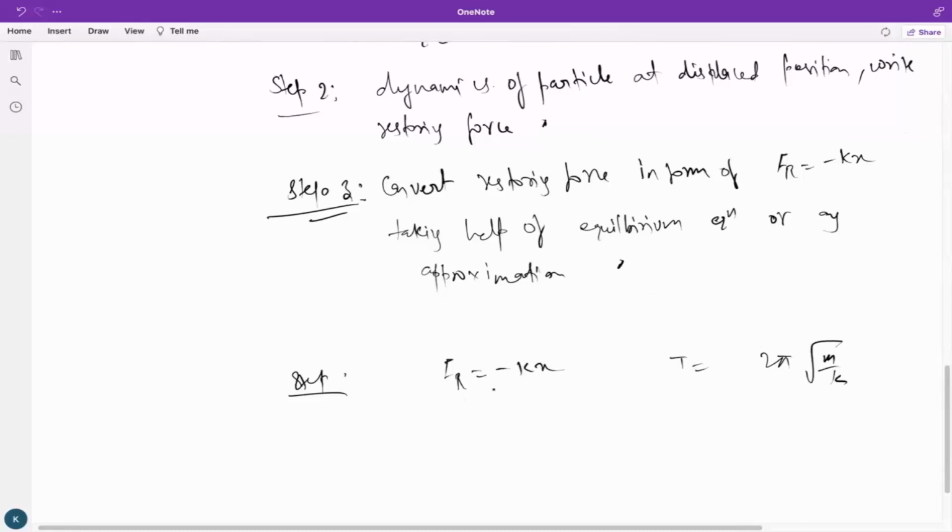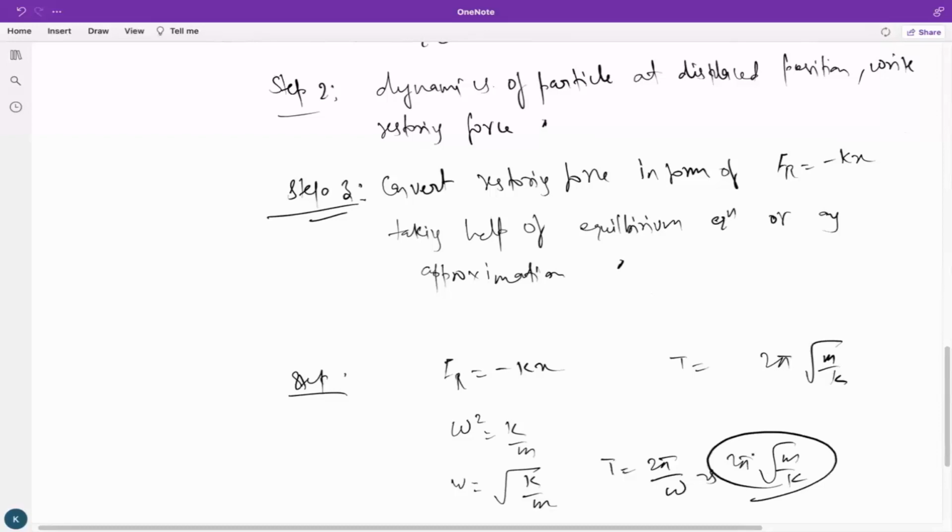How am I writing this? Because look at it, our omega square is actually k by m. So our omega is nothing but root under k by m, and time period is nothing but 2 pi by omega. So it will be 2 pi root under m by k, right? This is the thing that you have to repeat.